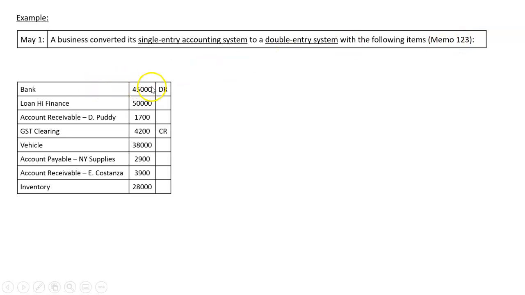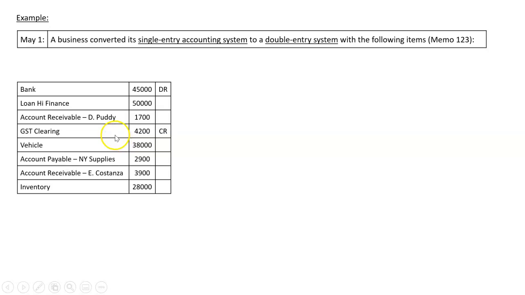And we've got bank, loan, accounts receivable, GST clearing, vehicle, accounts payable, accounts receivable, and inventory. So we've got a bunch of items there. First thing we should always do is look at the two items that could either be an asset or a liability, and that would be bank and GST clearing. So bank can be an asset, in which case it would have a debit balance like it does here. However, it could also be a liability. It would be a bank overdraft. However, the name would still be bank. It would just say credit here, so always look out for that.